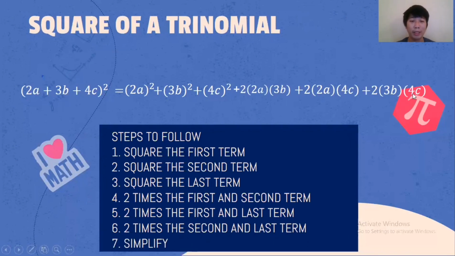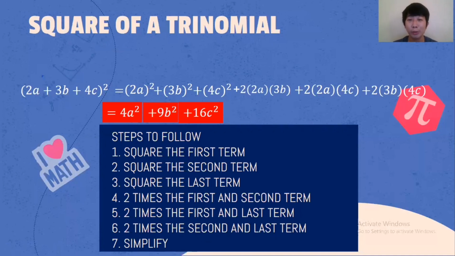And the last one will be simplifying. Let's simplify. What is the square of 2a? 2 times 2, 4, then a squared. What is the square of 3b? That's 9b squared. Very good. What will be the square of 4c? 4 times 4, 16, then c squared.